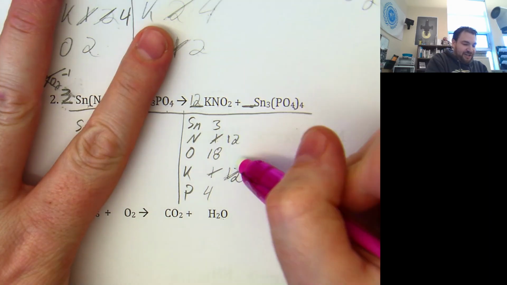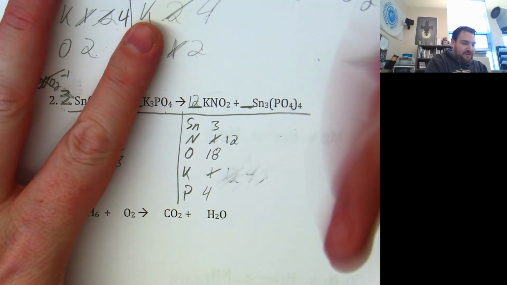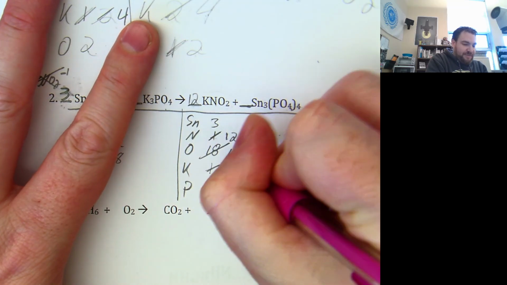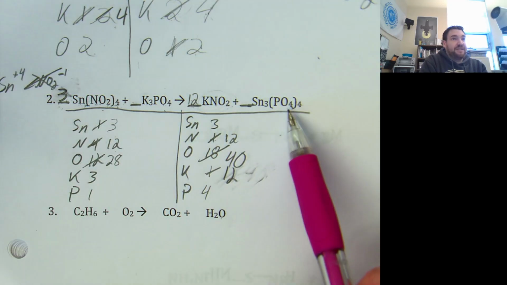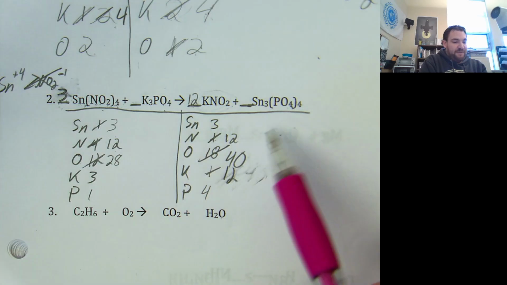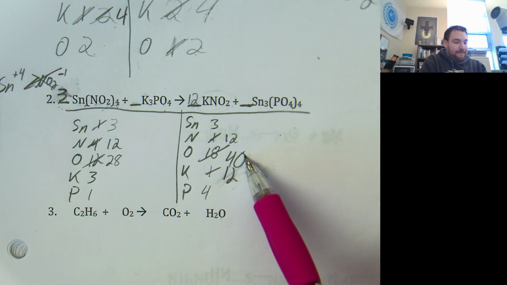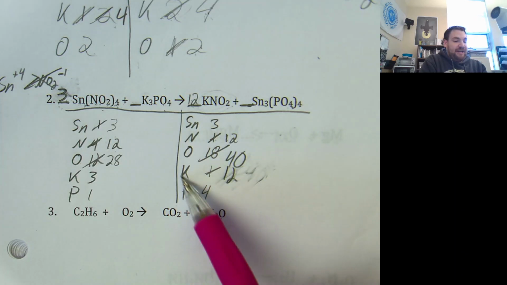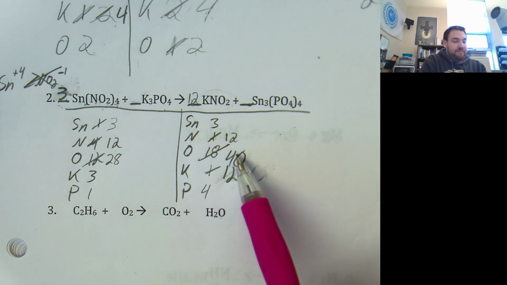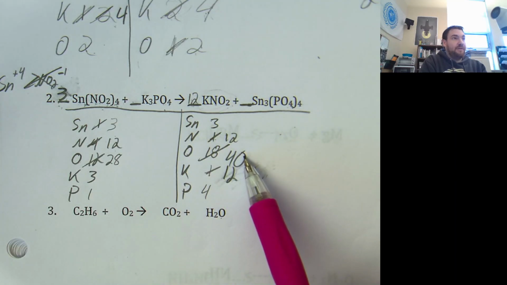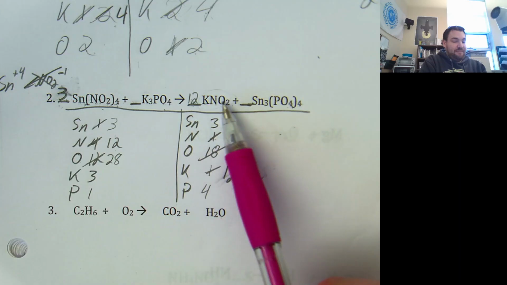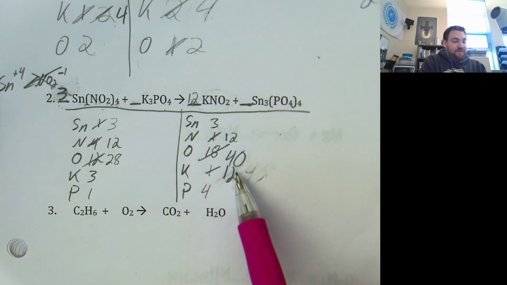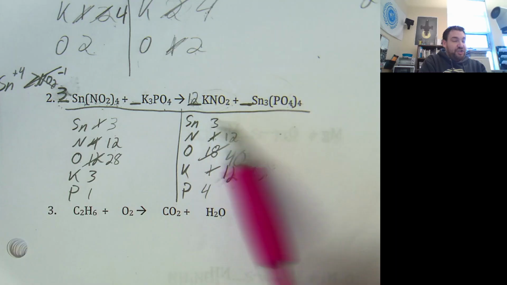Oh, nope, that's not right. I changed the wrong one. That's 12. The oxygen becomes 40. 12 times 2 is 24. 4 times 4 is 16. 16 and 24 is 40 oxygens. I accidentally put the 40 next to the K, not the O. I just changed it. It's next to the O. Putting the 12 here gives me the 12 potassiums. I now have 40 oxygens on the right-hand side.